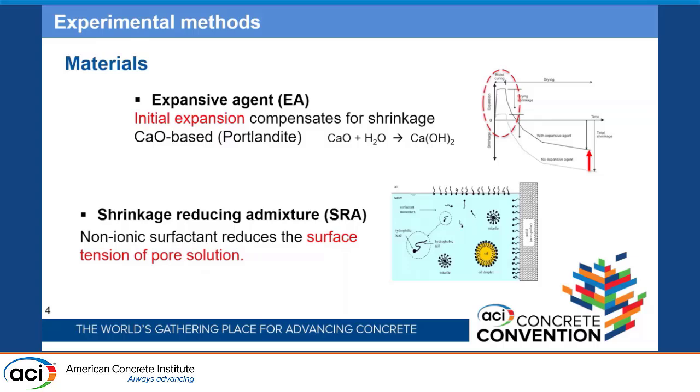There are different types of expansive agent, MgO-based and CSA-based, and I used the CaO-based. Shrinkage reducing admixtures are non-ionic surfactants, which reduce the surface tension of the pore solution and reduce shrinkage.